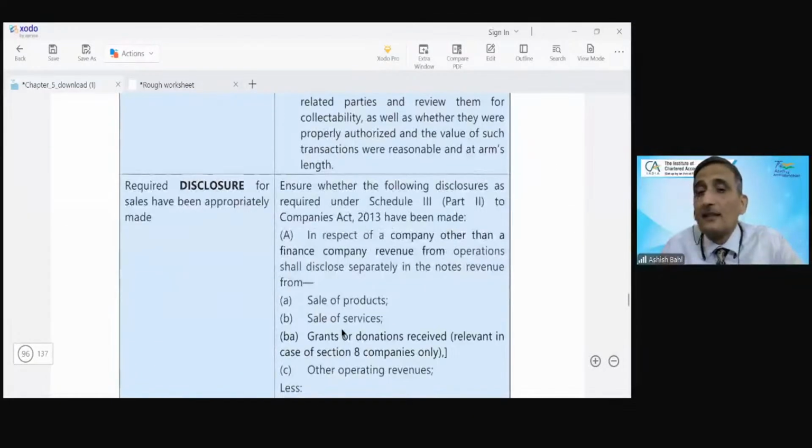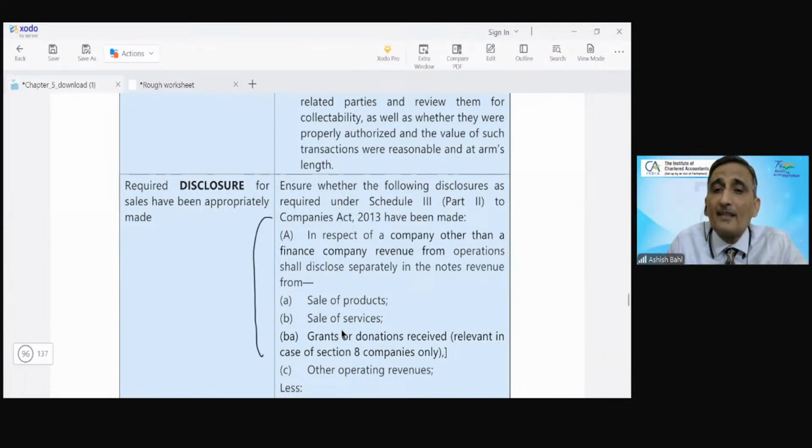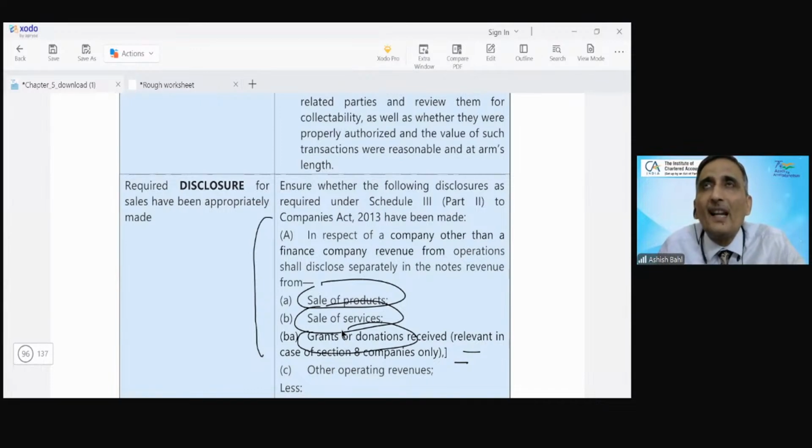And next comes disclosure, students. Now, like in case of balance sheet items, there are disclosure requirements in respect of profit and loss items also, in respect of the statement of profit and loss also. So Schedule 3, Division 1 specifically requires a company to disclose the following in respect of revenue: revenue from the sale of products, revenue from the sale of services, and grants or donations received in case of Section 8 companies, those companies which are engaged in charitable activities, and other operating revenues. Other operating revenues means which are not in the nature of sales, but which flow from the operating activity of the company.